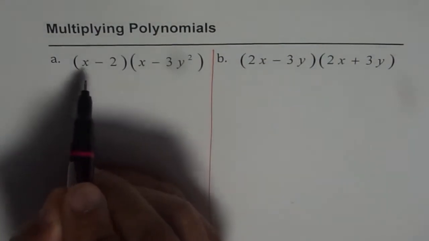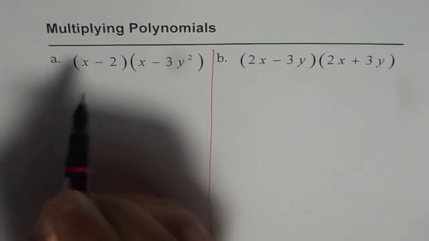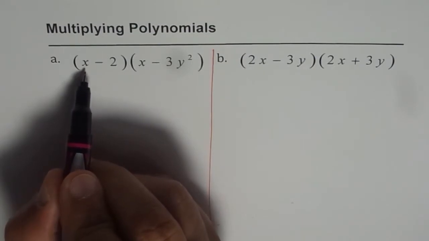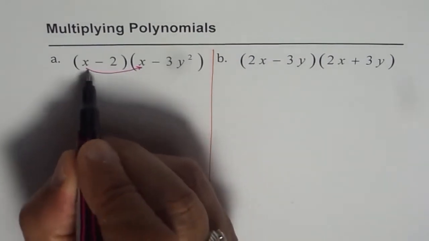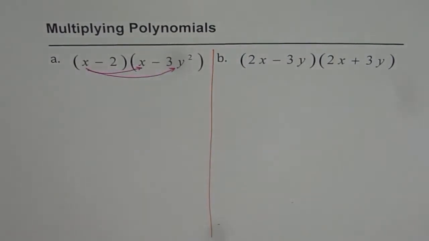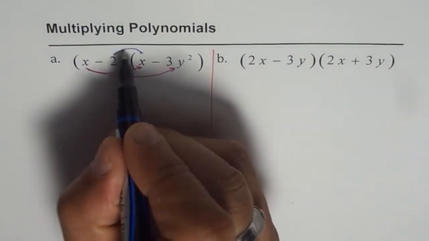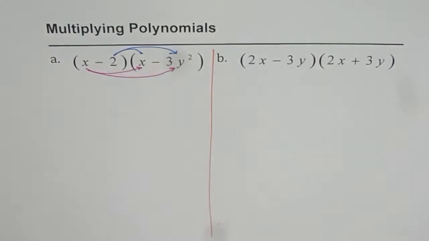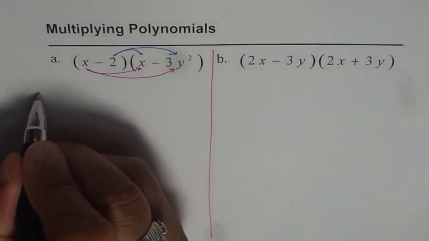Now how to multiply? We'll apply the distributive property, correct? So first thing is, when you multiply with the first term, you have to do them individually. Let's multiply first with x, both the terms, and let me draw my arrows here, these two, correct? And then we'll multiply with minus 2. So we'll get 2 more terms. So in all, we'll get 4 terms, correct? So let's do this multiplication and check the result.